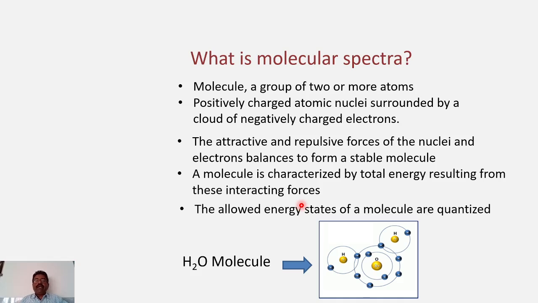So can a molecule be excited? Yes, just like an atom, a molecule can also be excited, and it can have discrete energy levels. So by absorbing an external form of energy, the molecule can change its energy state from the ground state to a higher energy state. So there are certain allowed energy states for a molecule, and these energy states are also quantized. That means only certain discrete allowed energy states are possible for a particular molecule. So for different molecules, these energy states are different.